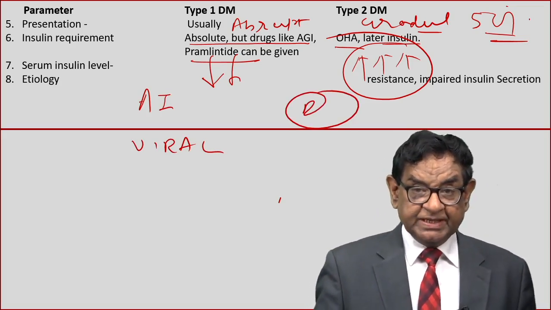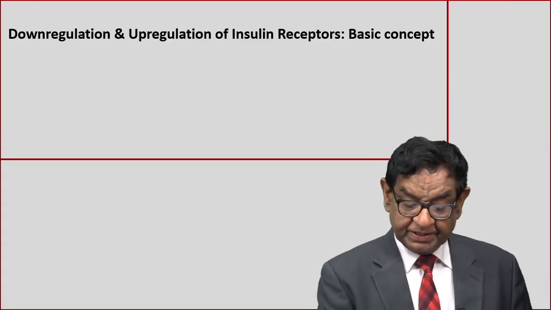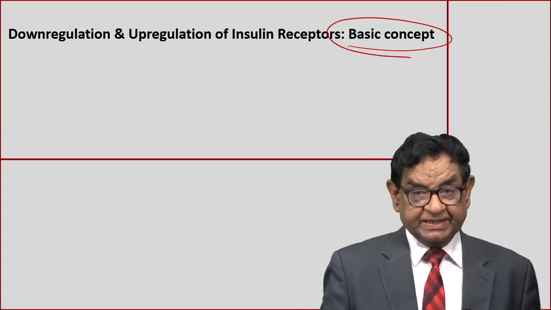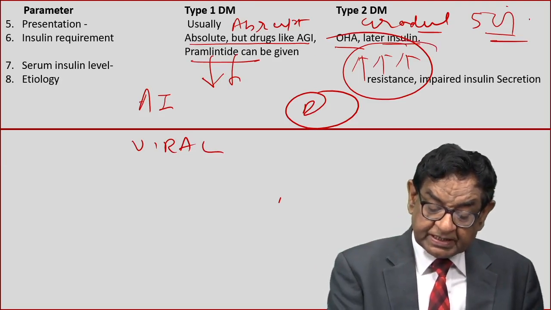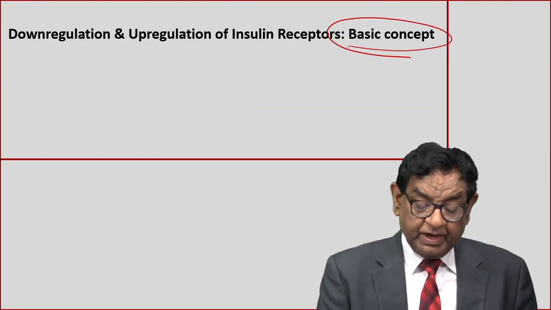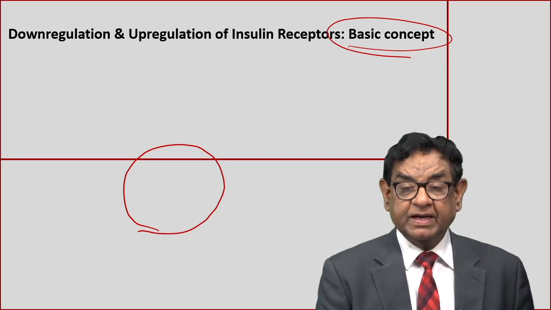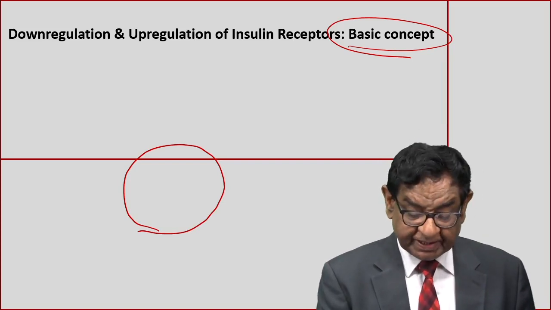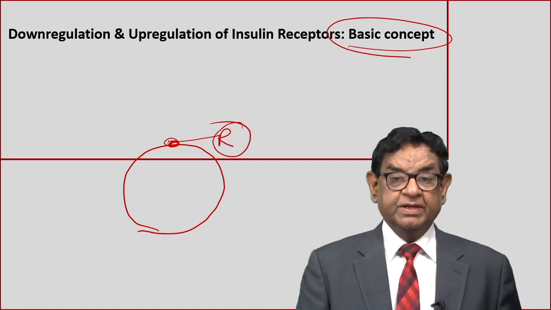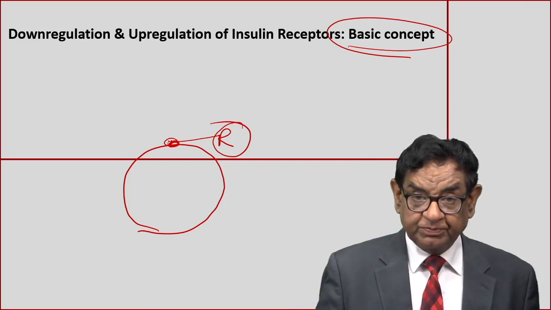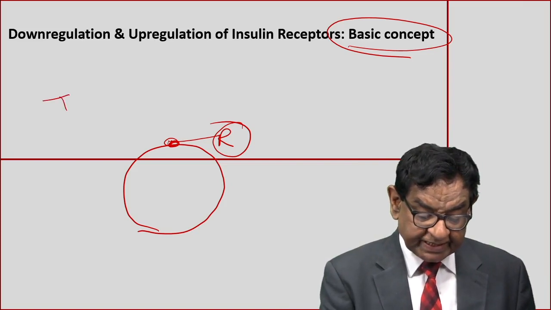Now why does obesity lead to insulin resistance? This is due to down and up regulation of receptors. So let us learn the basic concept about this entity, and this is how you are going to explain insulin resistance and increased body weight. Well, we all know very well that this is the cell, and here we have the beta cell of the pancreas. Here we have receptors, R for receptor, for insulin, by which it gets attached. And this is a tyrosine kinase receptor.